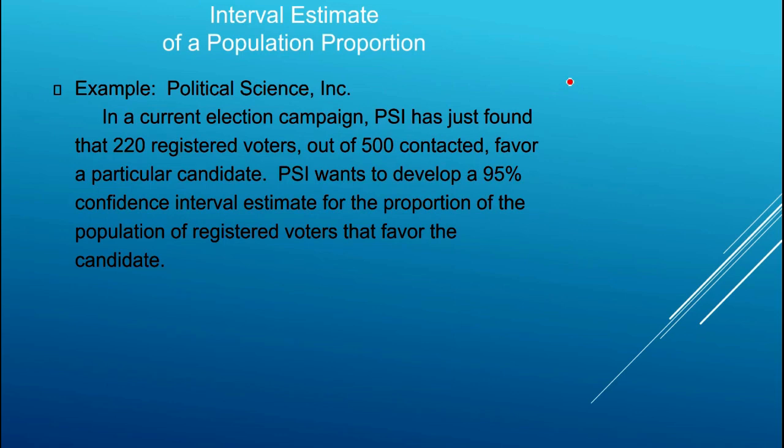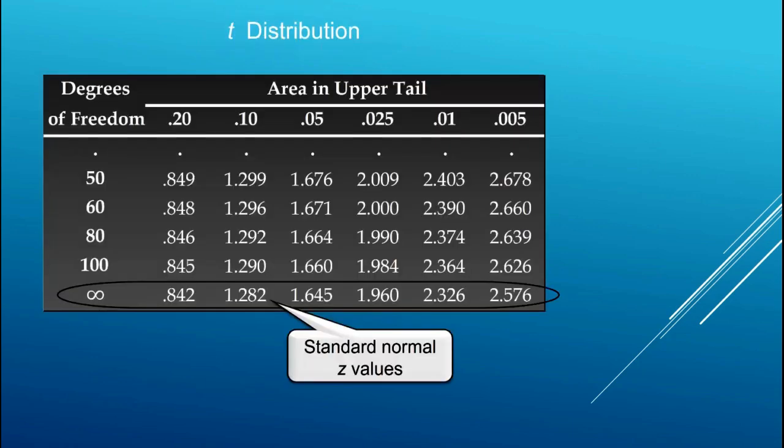We've got a political science survey, and there's an election campaign, and we found out that 220 registered voters out of 500 who were surveyed favor a particular candidate, and we want to develop a 95% confidence interval estimate for the proportion of the population of registered voters total that favor this particular candidate. So we don't have all the information from the population, we just have hopefully a random sample, a good sample. And what we found out is that we have 220 out of 500 who say they favor the candidate.